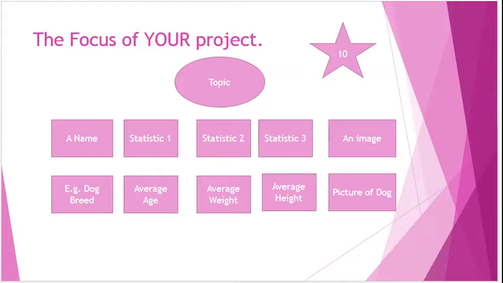To summarize your project, you must find information for 10 cards. You can choose any topic you like, as long as your topic allows you to meet the project criteria. That means for each and every single one of your 10 cards, you must be able to name that card, find 3 statistics that are numbers you can compare, and finally find an image for your card.